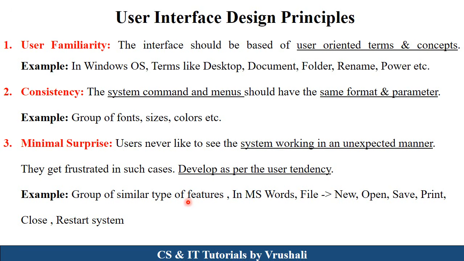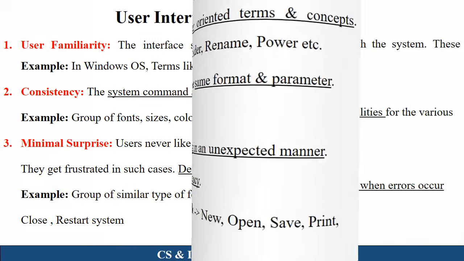For example, let's take the example of Microsoft Word again. Similar types of features are grouped with each other. For example, file. Under file there is new, open, save, print, close. This kind of option is there. In WhatsApp there is calling. Under that, audio calling and video calling options are there. So there is a group of similar types of features which is very easy for the user to understand.